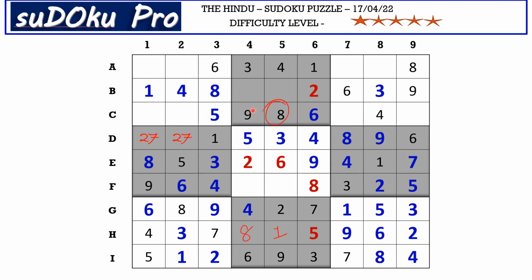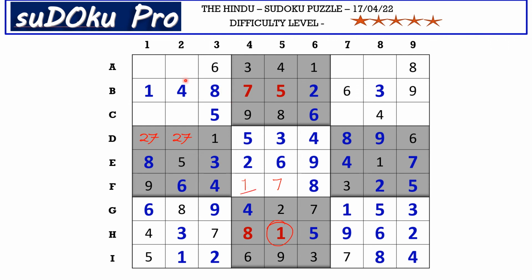Similarly, here in B row, there are only 2 empty cells and the missing numbers are 5 and 7. There is a 5 blocking from here. So B4 takes 7 and B5 takes 5. In F row, there are only 2 empty cells and the missing numbers are 1 and 7. There is a 1 blocking from here. So F5 takes 7 and F4 takes 1.